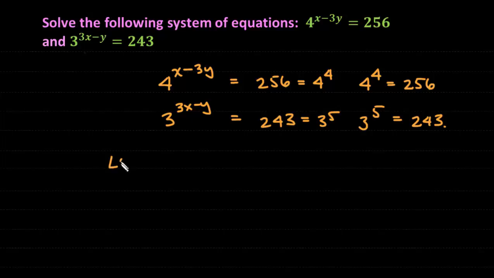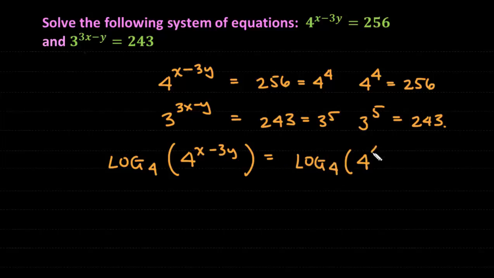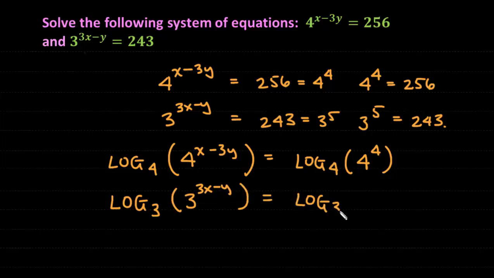So we have the log base 4 of 4 to the x minus 3y, and that's equal to the log base 4 of 4 to the 4th power for that first equation. And we can do the same thing for the other one. So we have log, but in this case base 3 of 3 to the 3x minus y is equal to the log base 3 of 3 to the 5th power.